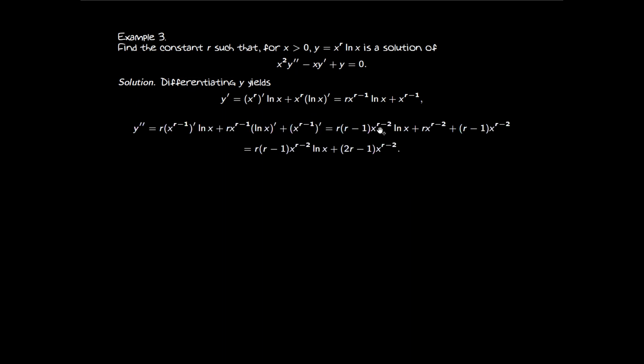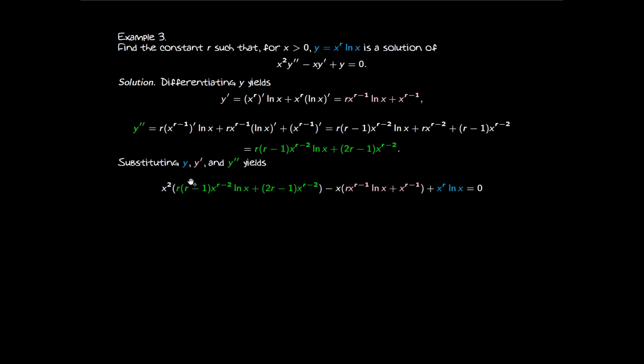Now we need to take another derivative to find y double prime. You notice that we have a product here, which requires the product rule, and then we have a power, which requires the power rule. So we simply apply the rules and simplify. We get y double prime equals r times r-1 times x to the r-2, times natural log of x, plus 2r-1 times x to the r-2.